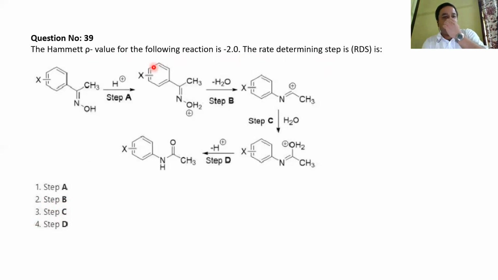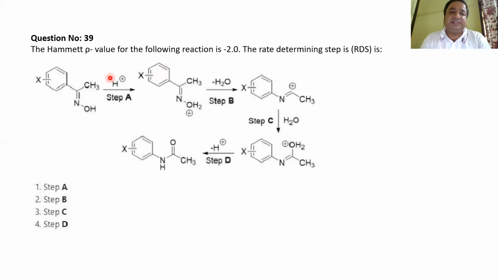Now, whenever we have a Hammett value which is -2, that means in the transition state there is a development of positive charge next to this phenyl group. Whenever we have a negative value, I repeat, it means in the transition state we have positive charge generation next to this phenyl group. If the value increases to about 4 or 5, then we will say there is a positive charge on the phenyl group. So this is the meaning of this Hammett value.